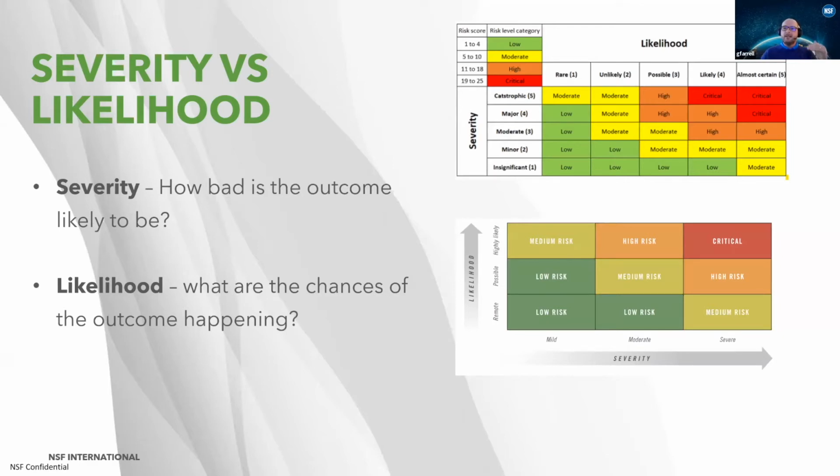Keep it simple, make it applicable to your program. That's the key to this. So the bottom one, they've identified their likelihood a little bit differently than they did up top. They've got remote, possible, highly likely, and then for severity, they've got mild, moderate, and severe. So two different matrices, the exact same thing we're talking about. Severity is essentially how bad is the outcome likely to be? Likelihood, what are the chances of this outcome happening? And we put it into that grid.